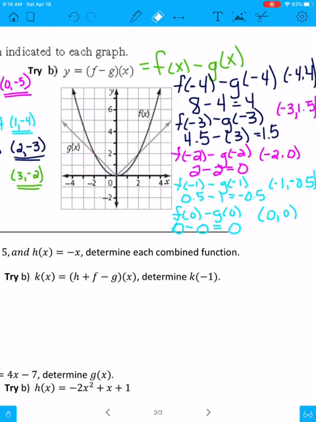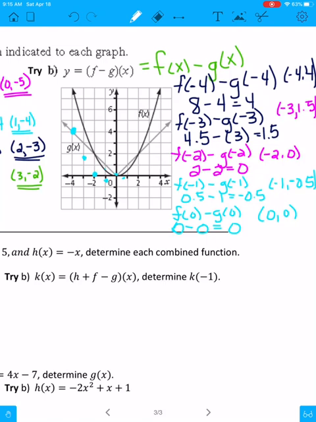Okay, so I have negative 4 and 4. And then I have negative 3 and 1.5. And then I have negative 2 and 0. Negative 1 and negative 0.5, so down here. 0, 0. And when I do the other side, I'd have to keep going.